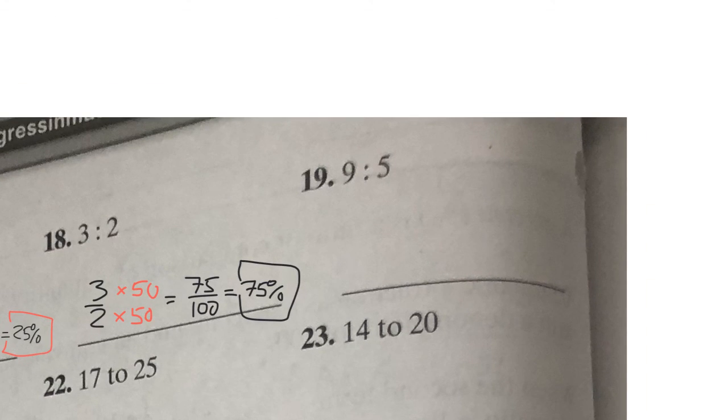Okay, dokie. Then we have 9 over 5. 5 times what gives you 100? 5 times 20 gives you 100. And then we end up with 100. What's 9 times 20? 9 times 20, if you were to work that out, would be 180. And that therefore is 180%.